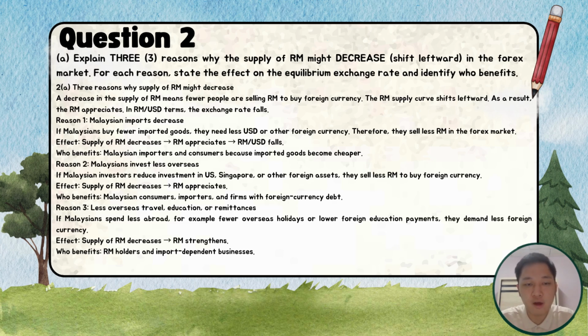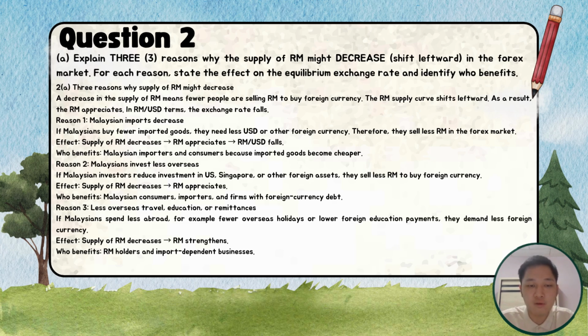Second, the supply of ringgit decreases when Malaysians invest less overseas. For example, if Malaysian investors reduce their investment in US or Singapore assets, they do not need to sell as much ringgit to buy foreign currency. This reduces the supply of RM and causes the ringgit to appreciate. Firms with foreign currency debt may benefit because the cost of repayment becomes lower in ringgit terms.